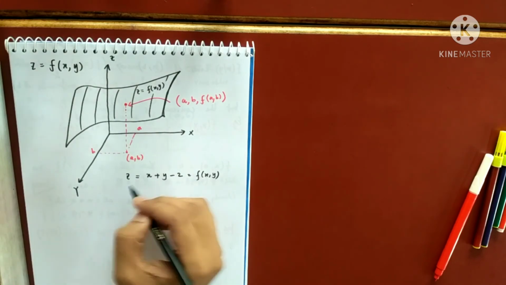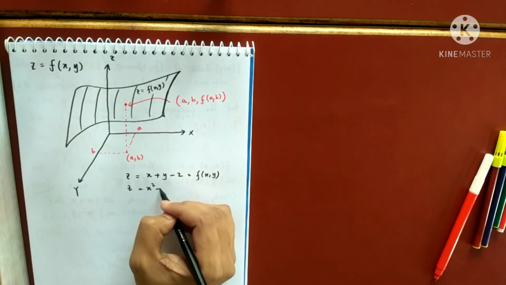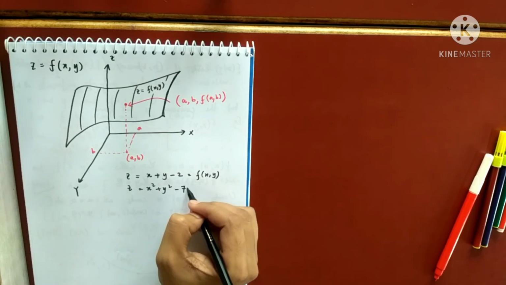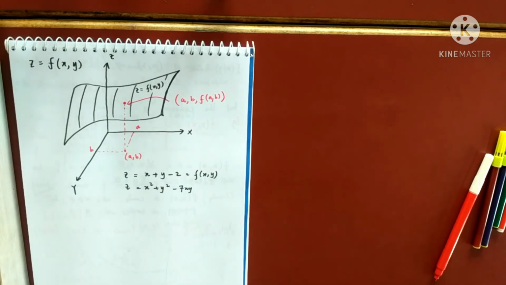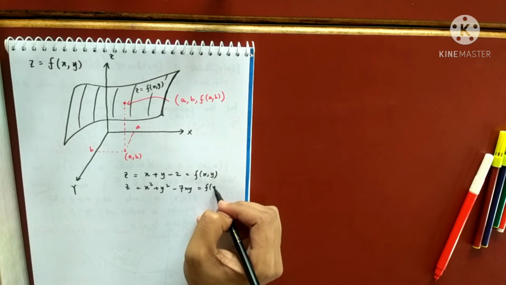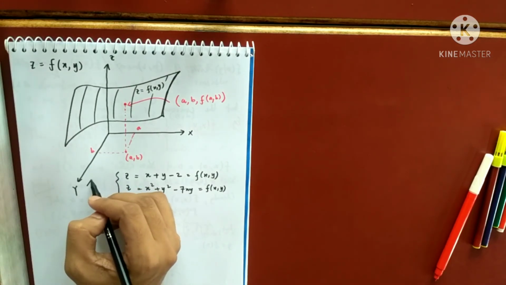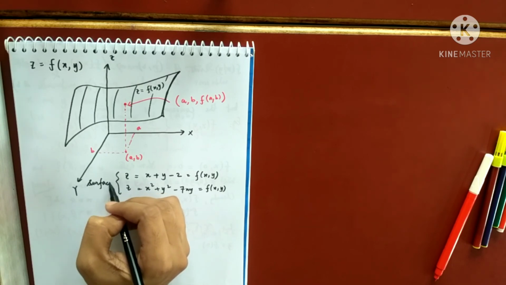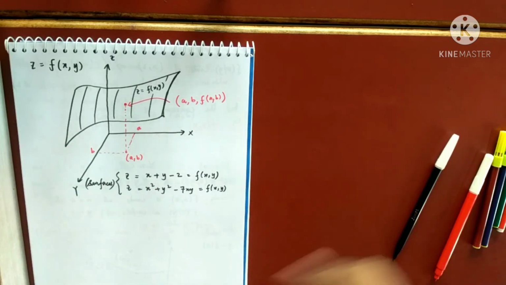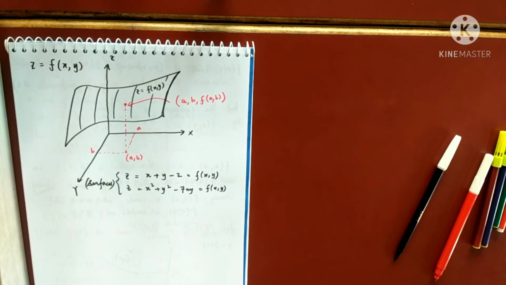But if it is something like x square plus y square plus 7xy, this can be any curve. This is no more a plane. We will not call this a curve. In general, these are known as surfaces. They are known as surfaces. Just give me a minute, I'll tell you one more thing.